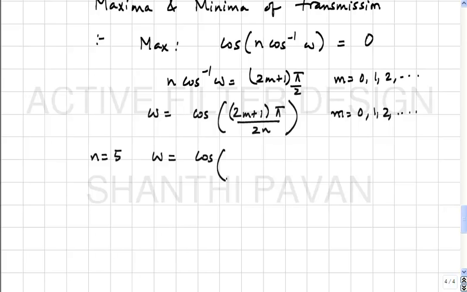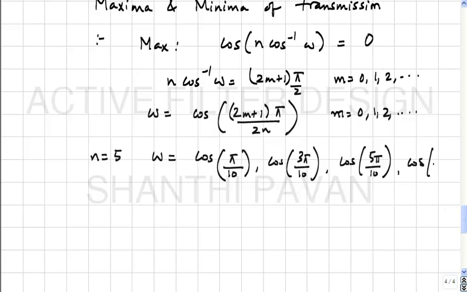cos of pi by 10, cos of 3 pi by 10, cos of 5 pi by 10, cos of 7 pi by 10, and cos of 9 pi by 10, 11 pi by 10 and pi by 10. And 11 pi by 10 and 9 pi by 10 are the same. Okay, cos of both of them are the same.